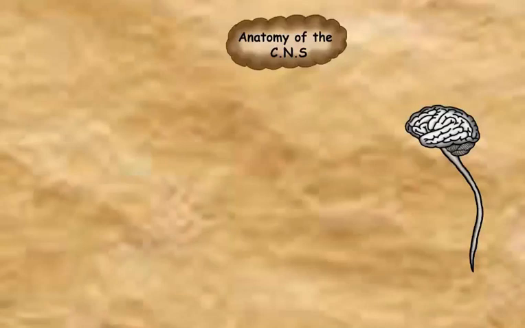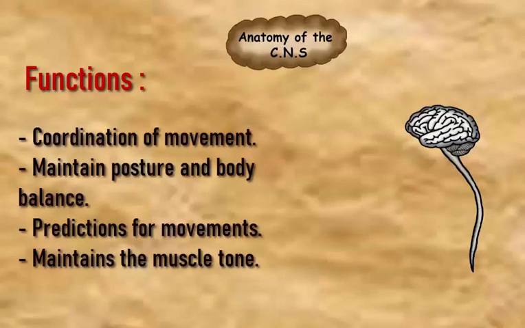Functions of the cerebellum: it helps in the coordination of movement, it controls the posture and maintains the balance of the body. The cerebellum makes adjustments and predictions for better accuracy and higher movement speed with less effort. The cerebellum also helps in maintaining the muscle tone.